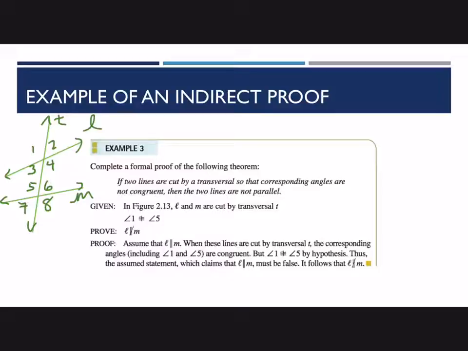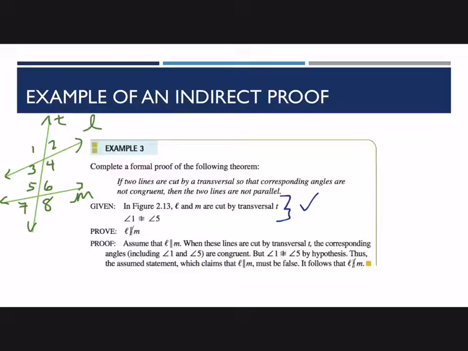We're starting with: if two lines are cut by a transversal so that corresponding angles are not congruent. So here are our two lines, L and M, cut by transversal T, and then we need two corresponding angles that are not congruent. We just picked out 1 and 5, and we said that they are not congruent. And then what we're trying to prove is that this means the two lines, L and M, are not parallel. In addition to assuming this given information, we don't have much to work with from there.